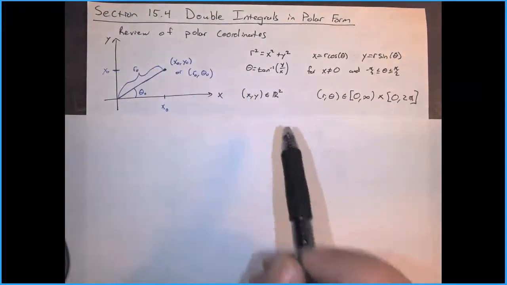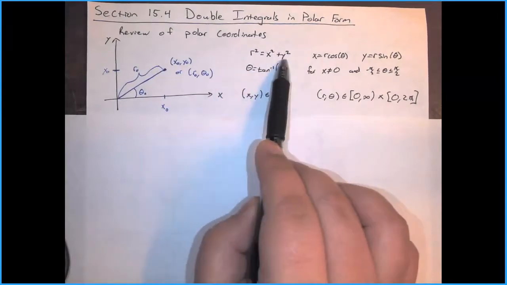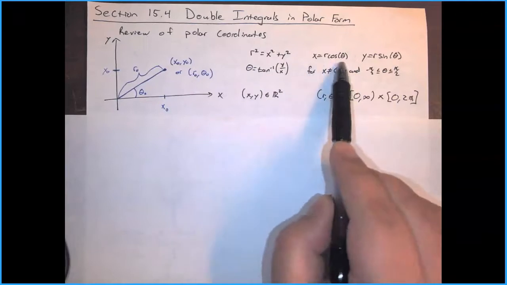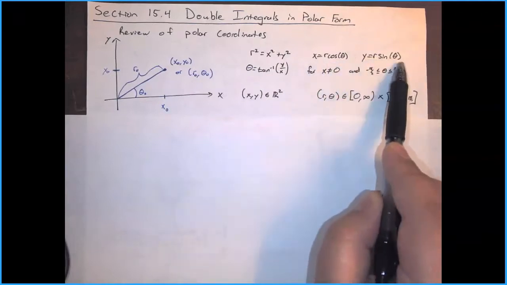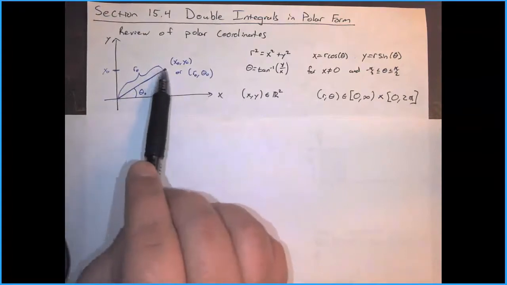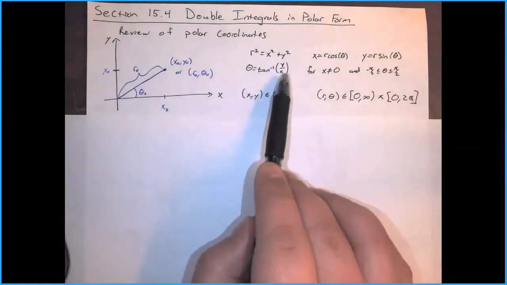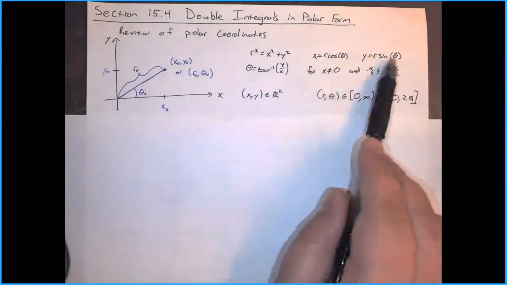So some relationships between polar coordinates and Cartesian coordinates: r squared equals x squared plus y squared. This is just the Pythagorean theorem. x equals r cosine theta, y equals r sine theta. This just comes from trigonometry. If we turn this into a right triangle, then we get these relationships. Theta is arctangent of y over x. That's just using these two equations.